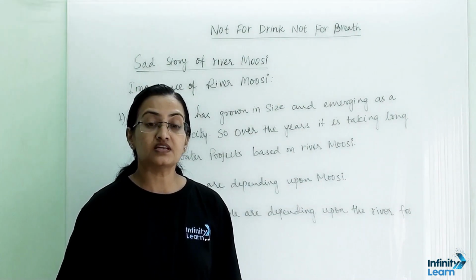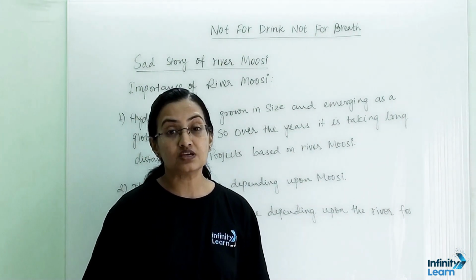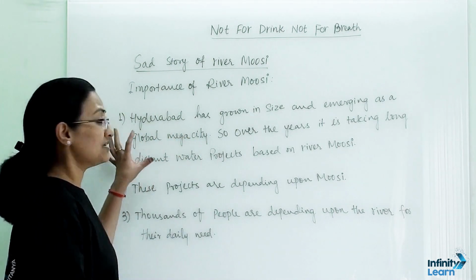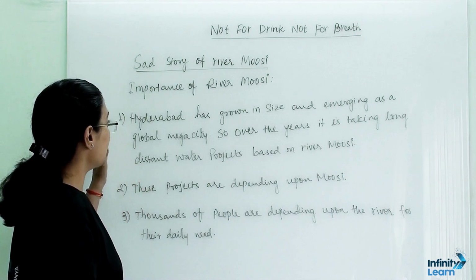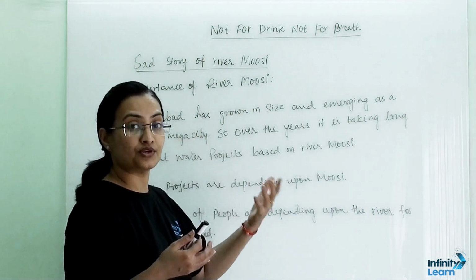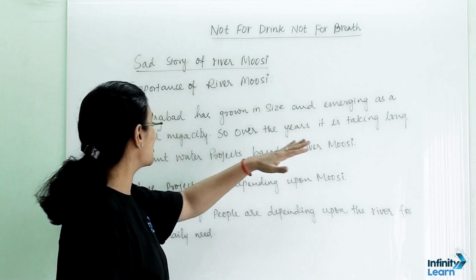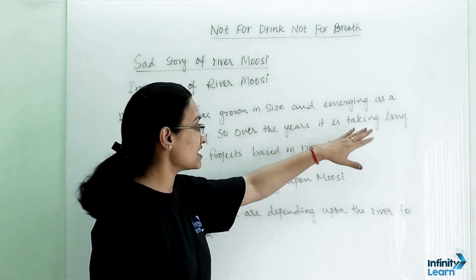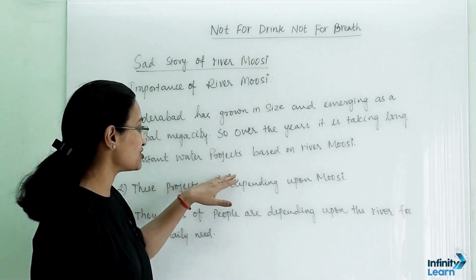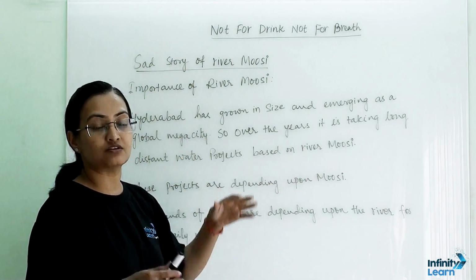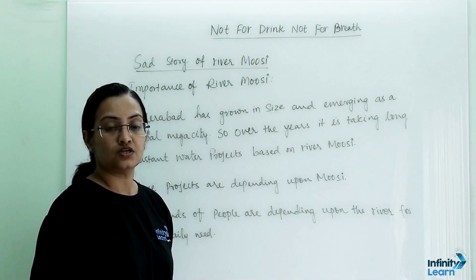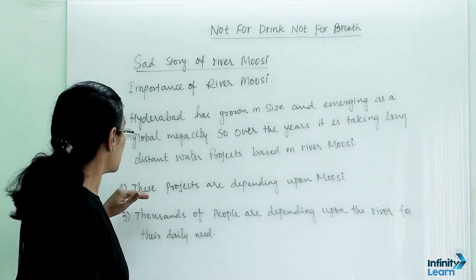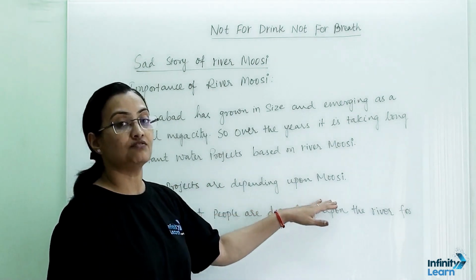Now our next topic is the story of river Musi, which is indeed a very sad story. The Musi river is situated in Hyderabad, and Hyderabad has grown in size over a period of time and has emerged as a global megacity. Over the years, it has taken up long-distance water projects based on river Musi, because this river had a lot of water. So some projects have been established to use the water wisely.